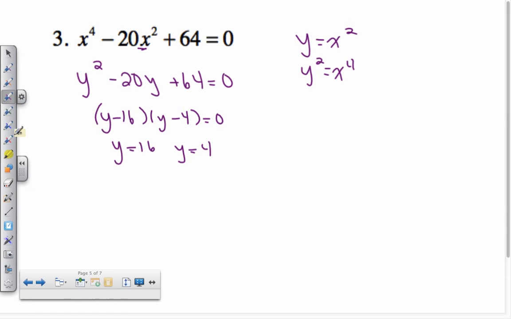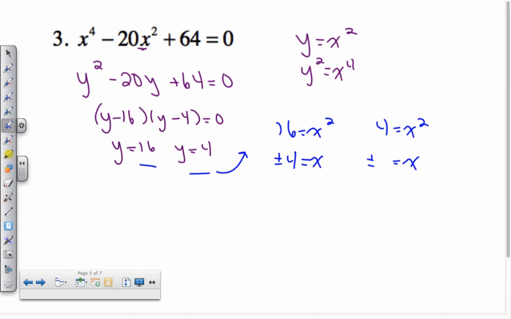Now you're going to take these and plug them in up here, into y equals x squared. So 16 is equal to x squared. X then is equal to plus or minus 4, right? Because the square root of 16 is 4. And 4 is equal to x squared, and so x is equal to plus or minus 2. And so your solutions to this one are negative 4, negative 2, 2, 4. That one's something you're actually used to.